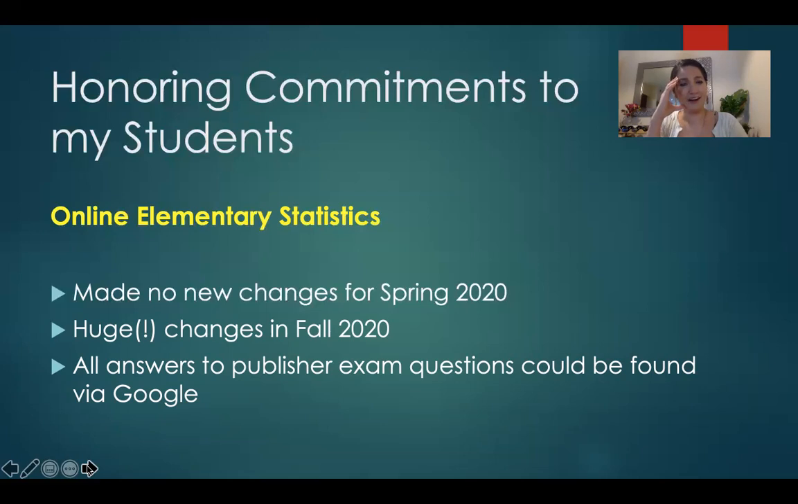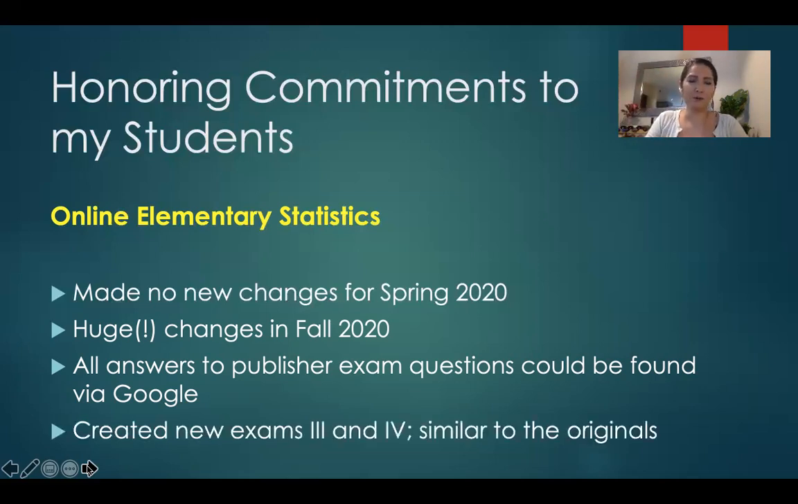We can't give an online or a take-home exam in a statistics class where every single answer can be found just by typing in the question on Google and somebody will give you the answer back. So what we did was we created entirely new exams for exams 3 and 4, very similar to the originals, but we just changed the Z-scores, changed some of the numbers, but tried to make it comparable to what the students would have done on the other exams. So there wasn't a huge redesign here, at least not in my online elementary statistics class until fall of 2020.